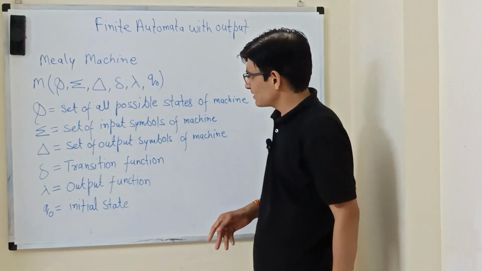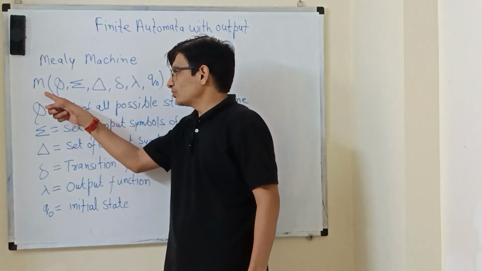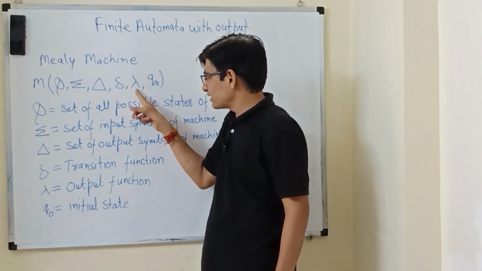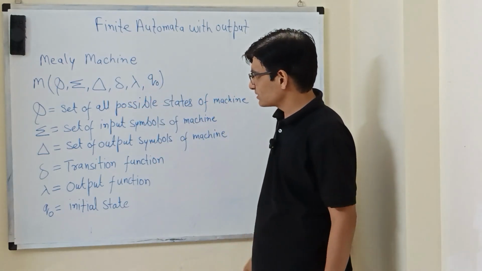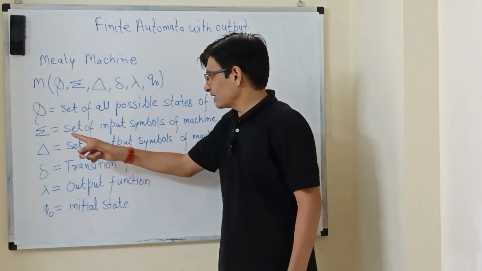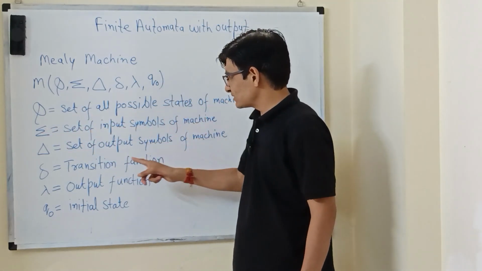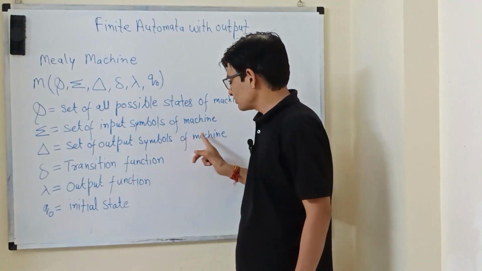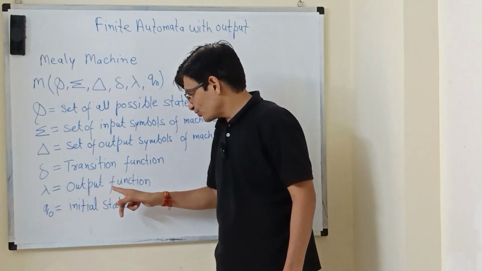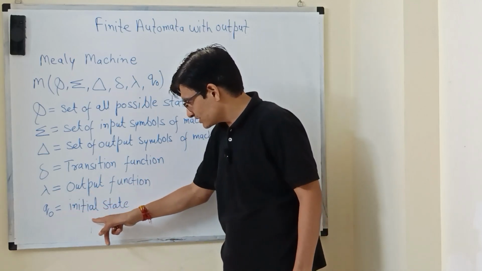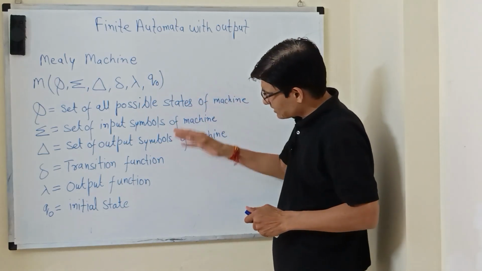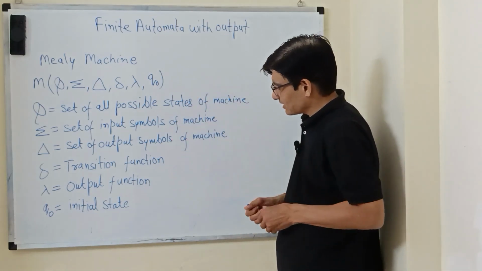So I will once revise all the tuples. Q, sigma, big delta, small delta, lambda, and Q0. These are the tuples of Mealy machine. Q is the set of all possible states, and sigma is the set of input symbols of the machine. Delta is the set of output symbols of the machine. Small delta is the transition function. Lambda is the output function, and Q0 is the initial state of the machine. So all these six tuples are there for Mealy machine also.